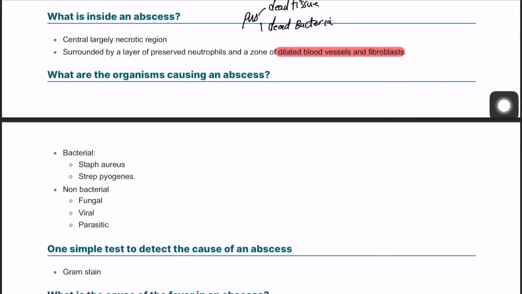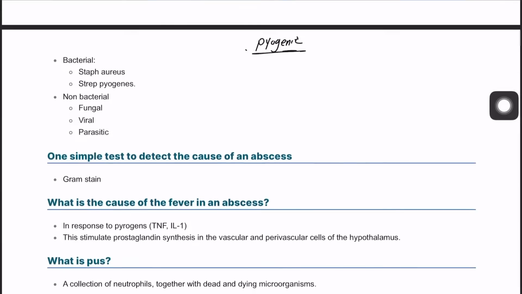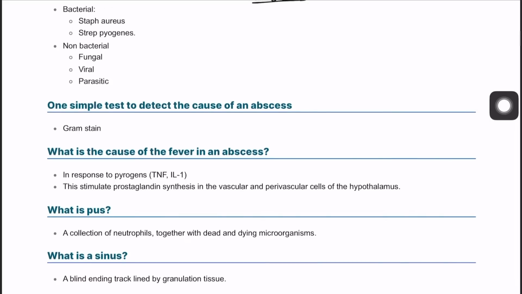Organisms causing an abscess: since we're talking about pus, it needs to be, most of the time, a pyogenic organism. The commonest pyogenic organism is Staph aureus, and the second one is Streptococcus pyogenes. However, it can be caused by a non-bacterial source as well, like fungal, viral and parasitic. A simple test to do for any abscess that you're going to start draining: you will take some samples and do a gram stain. And also, obviously, you will send it for culture and sensitivity as well. But as a simple test, you're going to do a gram stain.